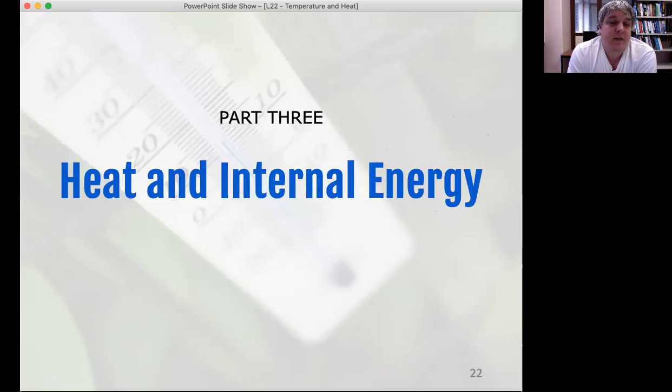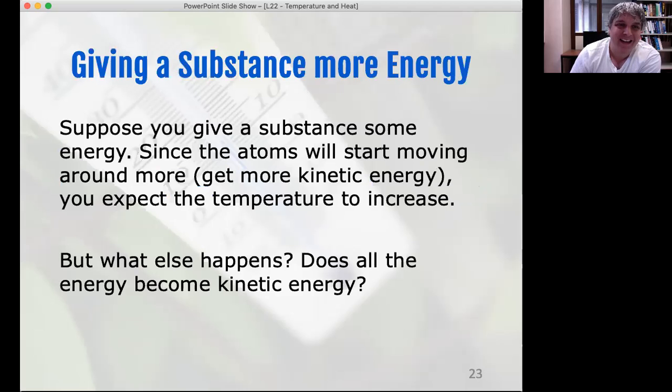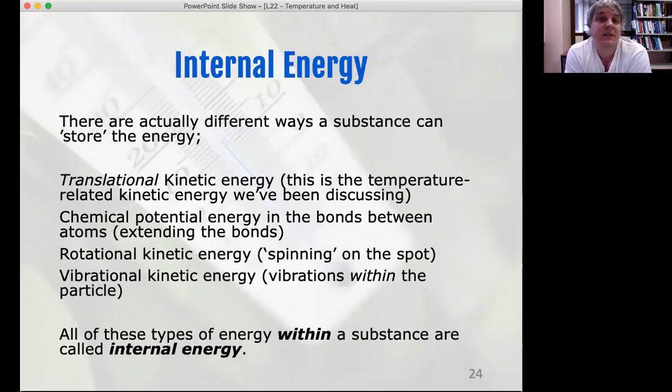This part of the lesson is going to be on heat and internal energy. So we've been talking about temperature, but what do we mean by heat? Suppose you give a substance some energy. Since the atoms will start moving around more, you expect the temperature to increase. That's what temperature is. Temperature is the kinetic energy of the atoms. If you give the atoms more kinetic energy, then they are going to get faster. What else happens? Does all the energy become kinetic energy? There are actually different ways a substance can store the energy.